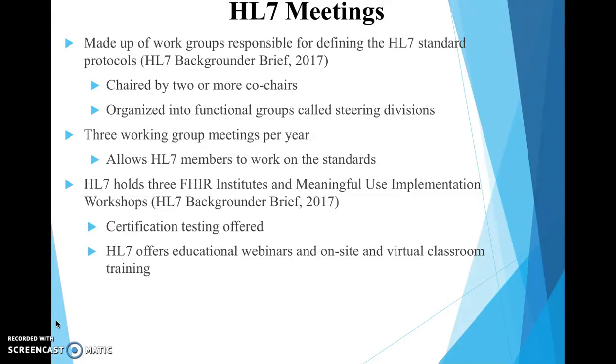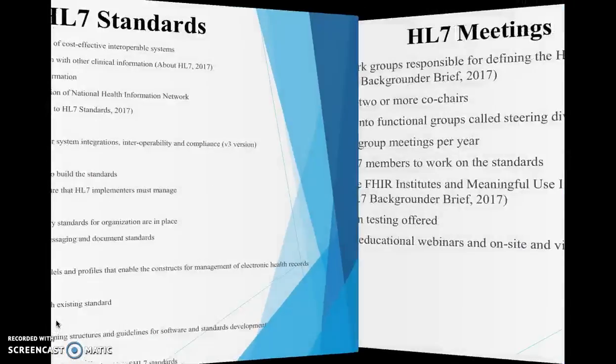They hold 3 FHIR institutes and a meaningful use implementation workshop in which certification testing is offered, and it also offers educational webinars and on-site and virtual classroom training. The group meetings also offer face-to-face meetings where everyone can conduct administrative work and have a chance to work on standards.